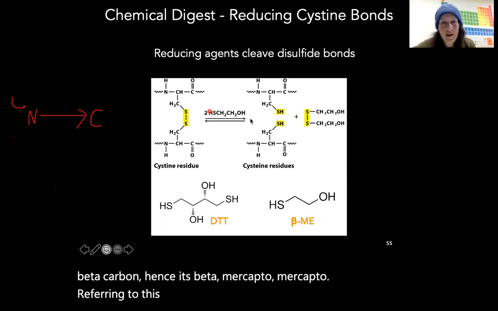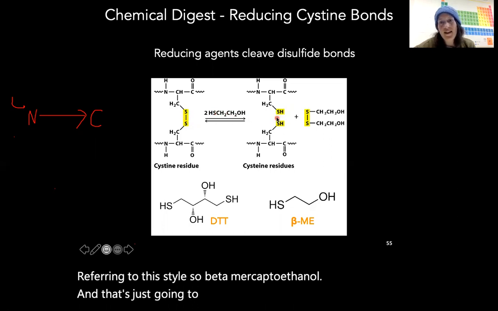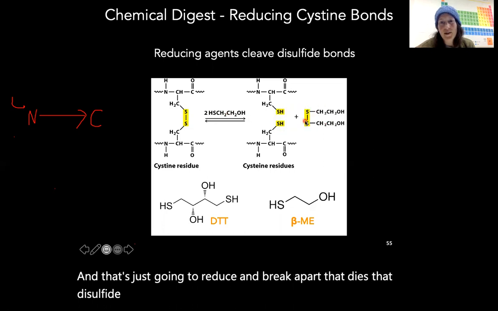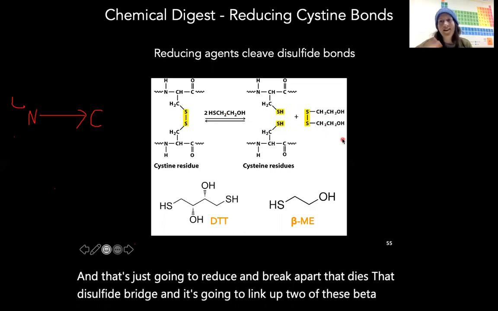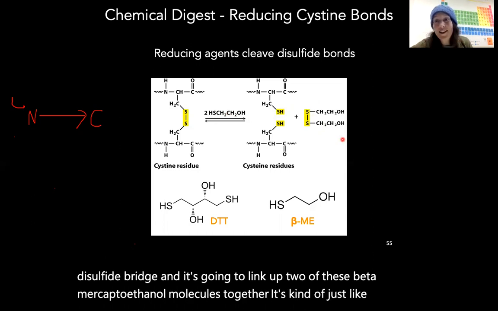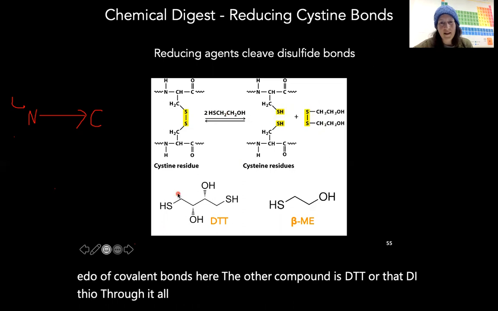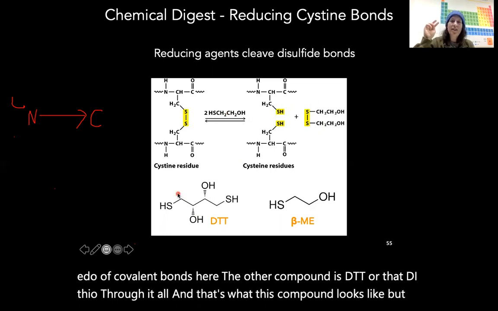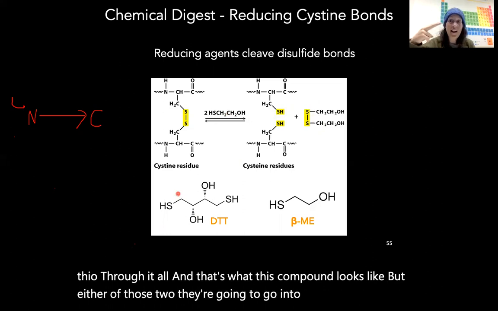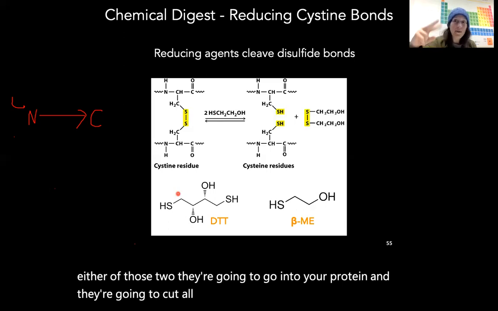So beta mercaptoethanol is just going to reduce and break apart that disulfide bridge. And it's going to link up two of these beta mercaptoethanol molecules together. It's kind of just like a do-si-do of covalent bonds here. Okay. The other compound is DTT, or dithiothreitol, and that's what this compound looks like. But either of those two, they're going to go into your protein and they're going to cut all of the disulfide bridges in your protein.